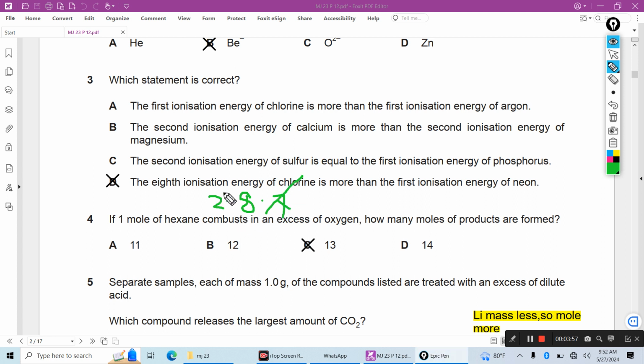So when 7 electrons are lost, there are 2 shells. Chlorine has 17 protons in its nucleus and there are 2 shells. Neon is 2, 8, but it has 10 protons in its nucleus. So chlorine's 17 protons attract the 2 electron shells more strongly. That's why the 8th ionization energy of chlorine is more than the first ionization energy of neon. Chlorine has 17 protons, so the nuclear charge is more. So chlorine attracts the 10 electrons more strongly than neon.